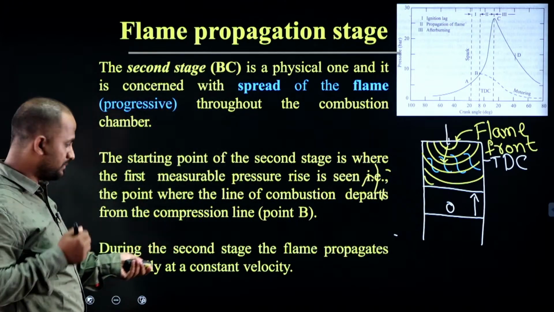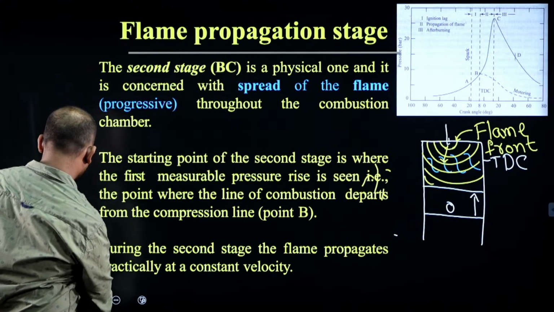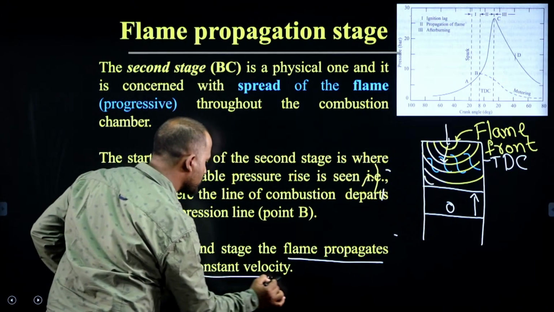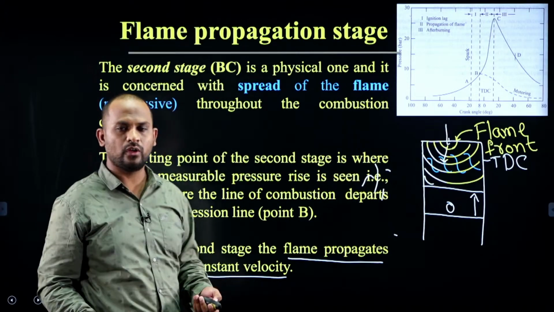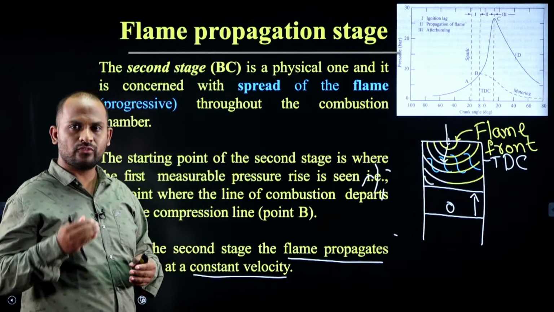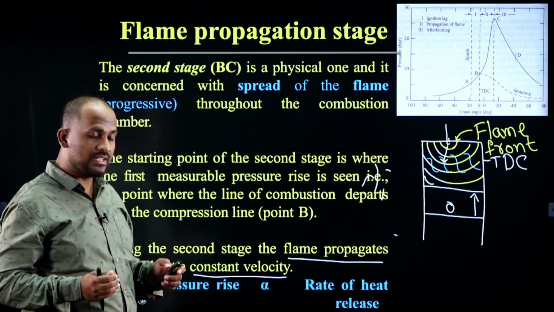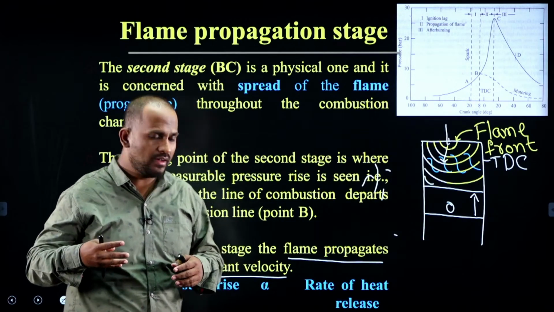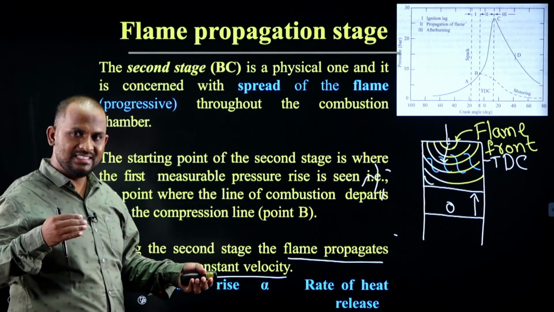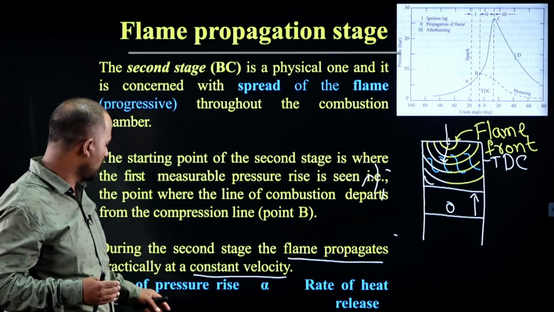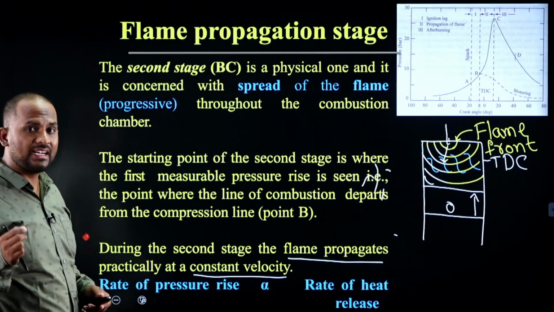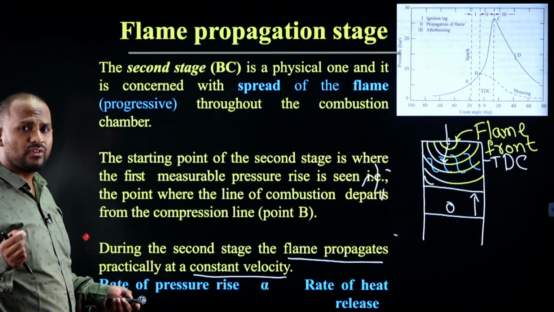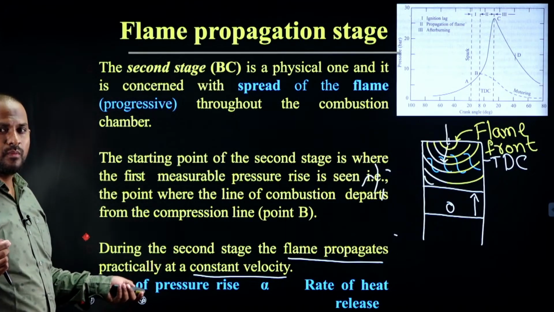Okay, now during this stage the flame will be propagated. The flame propagates at a constant velocity. And what is the level of rise of the pressure? The rise of the pressure is directly proportional to the heat release. That means if the heat release is more, then we will get a higher pressure. If the heat release is less, then we will get a lower pressure. So here the rate of pressure rise is directly proportional to the rate of heat release. This is the second stage of combustion in the SI engine, that is propagation of flame.